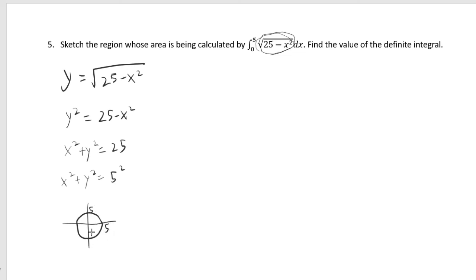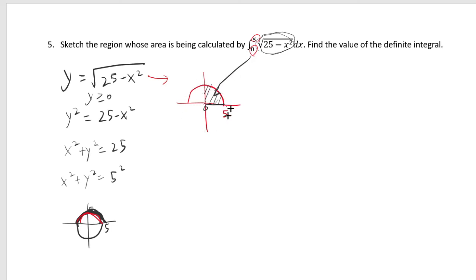Right? But square roots are never negative, so y is always 0 or positive, so you don't get the full circle, you only get the top half of the circle. So the graph would be half a circle of radius 5. And here, you're integrating from 0 to 5, so you have this graph, and you're integrating over this interval 0 to 5, and you only have this. So that's this integral.